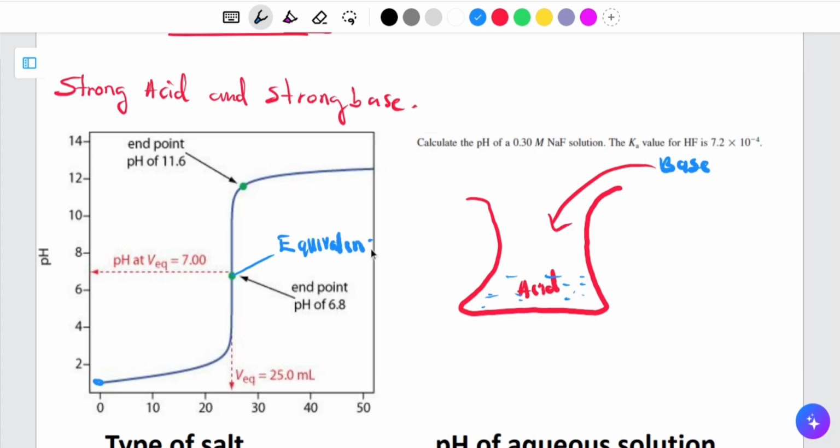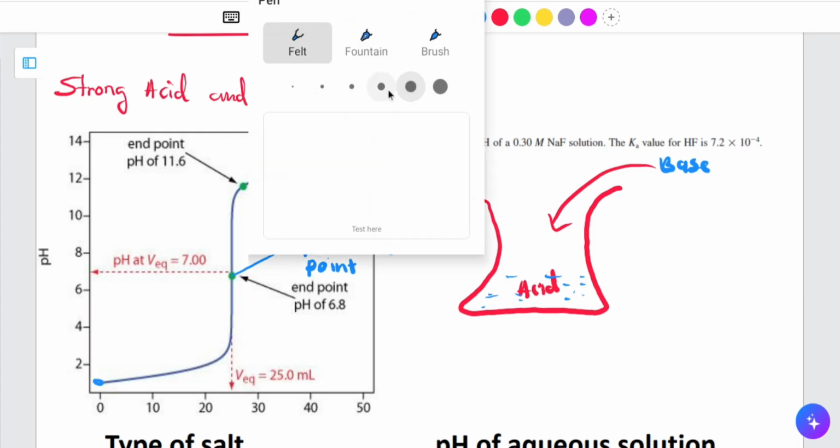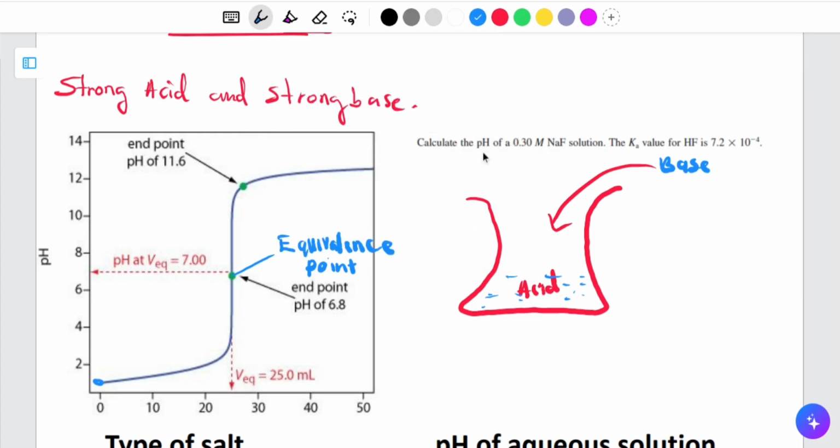When you talk of the equivalence point, it is a point at which the solution is going to be neutral. What I mean by neutral is that the solution is neither acidic nor basic. And actually, when you talk of a strong acid and a strong base, the pH at the equivalence point is always 7. So at the equivalence point, the pH is going to be 7 for a reaction between a strong acid and a strong base.